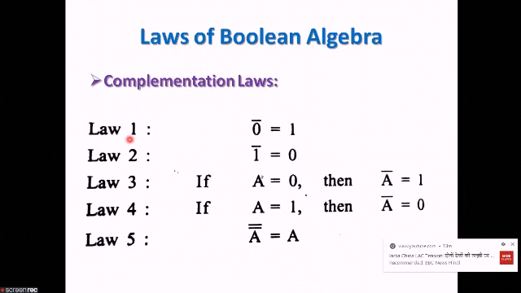Law number 1 is 0 bar is equal to 1. Law number 2 is 1 bar is equal to 0. Law number 3 is if a is equal to 0, then a bar will be equal to 1. Law number 4, if a is equal to 1, then a bar will be equal to 0. Next is law number 5, which is a very important law. A double bar will be equal to a. So these were the complementation laws.